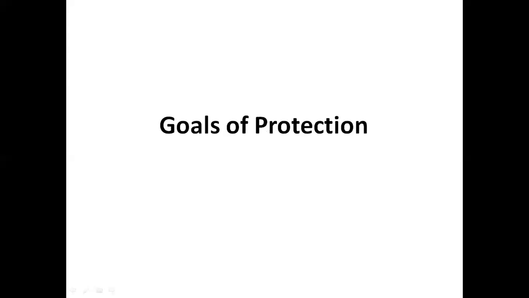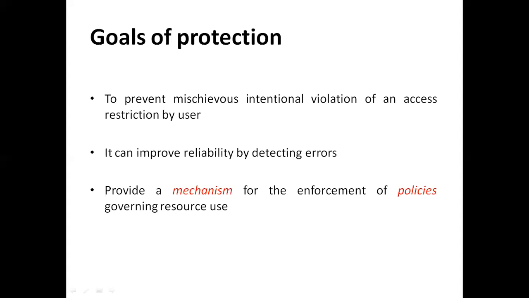Now, why do we need protection? The goals of protection are: we have to prevent mischievous, intentional violation of an access restriction by users. So let's say a malicious user wants to access some of the resources in a computer. We have to try to prevent that.